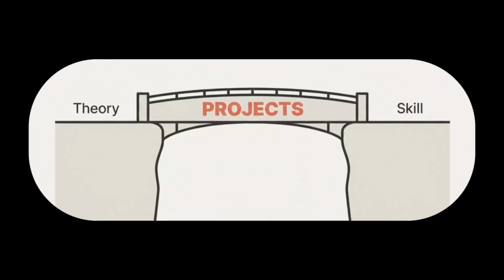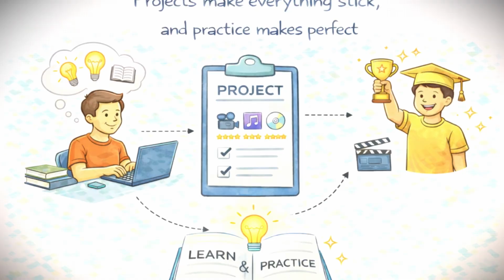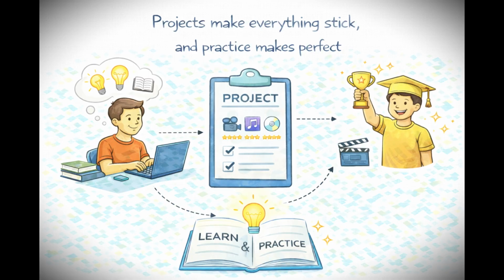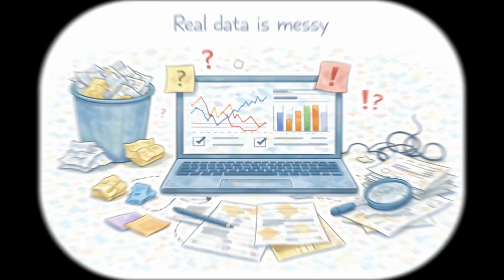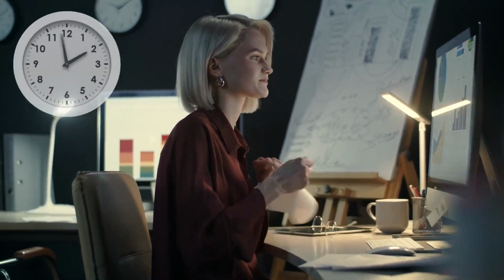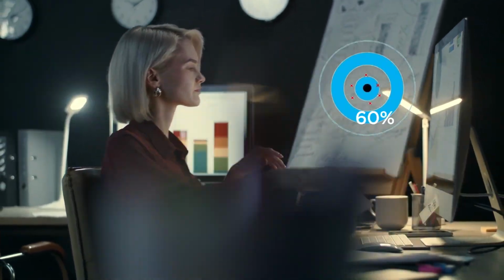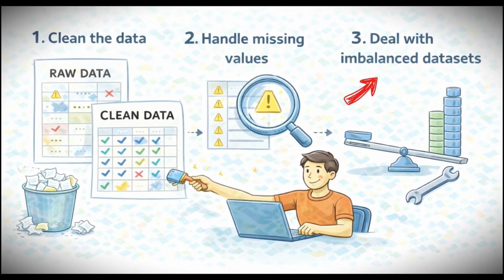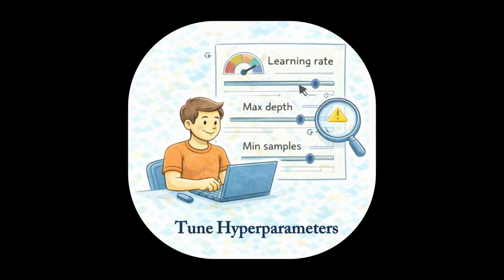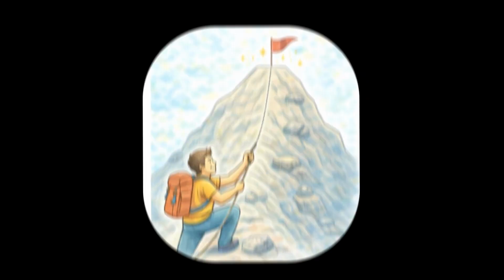You must convert your knowledge into real skill. Projects make everything stick, and practice makes perfect. Here's what projects teach you that courses can't. Problem solving under constraints. Real data's messy. Models don't work the first time. You'll spend hours debugging why your accuracy is stuck at 60%. You'll learn to clean data, handle missing values, deal with imbalanced datasets, tune hyperparameters, and most importantly, you'll learn persistence.